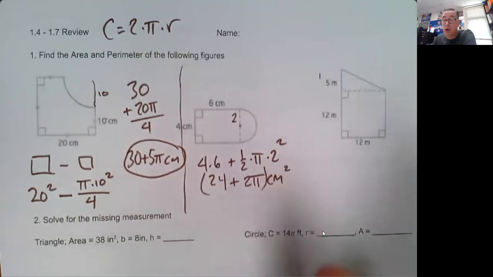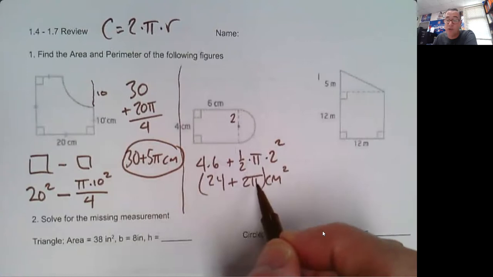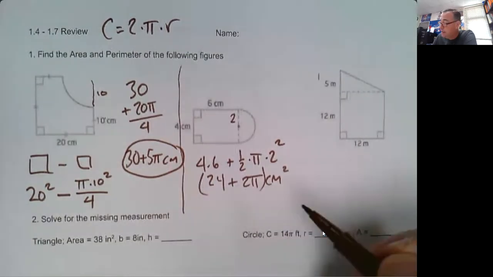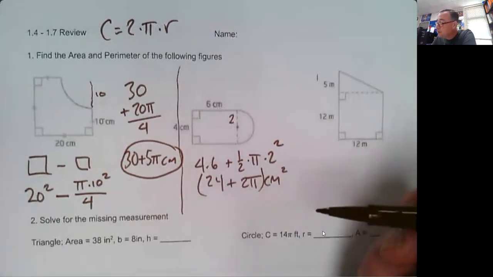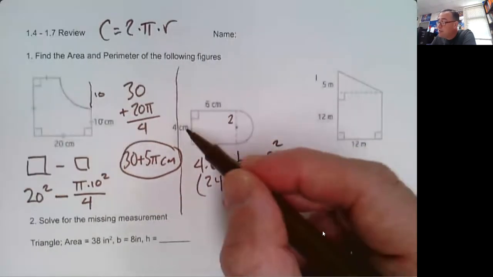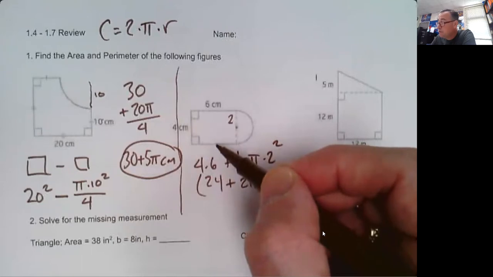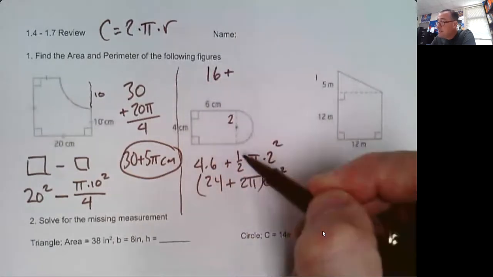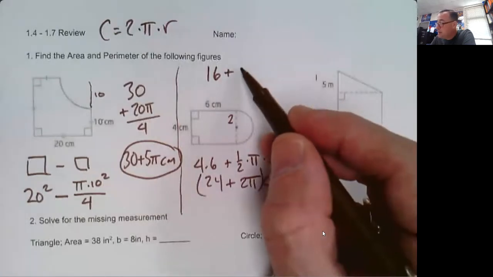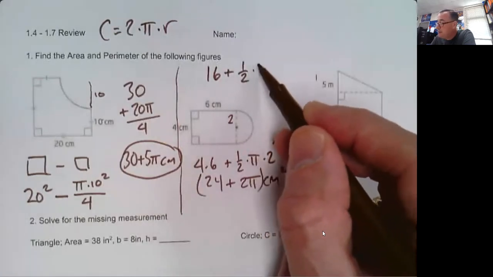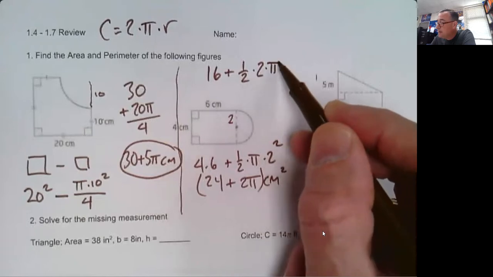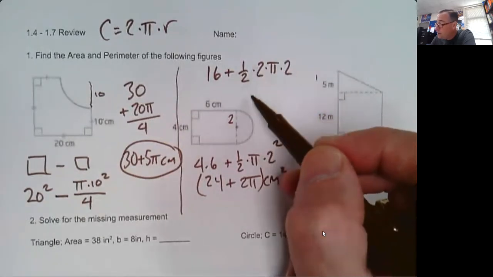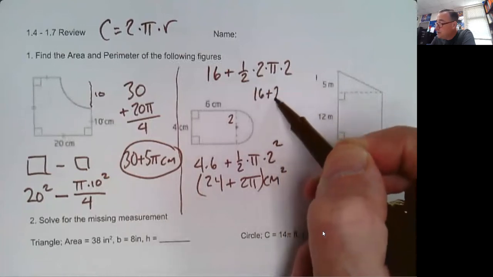Now, I don't know if your teacher wants you to change that to 3.14 and get a decimal or not. That'll be up to them. You can just use your calculator and plug that in. For the perimeter of this, we've got 2 sixes and a 4. So 6 plus 6 is 12, 12 plus 4 is 16, plus half that circle, right? So this will be half times 2 times pi times the radius, which is 2. Well, half times 2 is 1. So this will be 16 plus 2 pi centimeters.